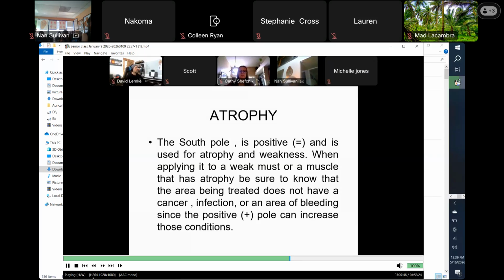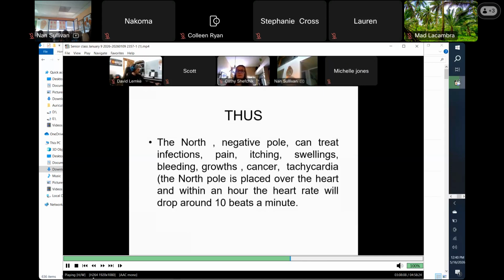On the north side, all those things are treated with the North Pole. Don't just get any kind of magnet. Get a medical magnet, because the medical magnets are marked very carefully as to which is the North Pole and which is the South Pole. The North negative pole can treat infections, pain, itching, swellings, bleeding, growths, cancer, tachycardia. The North Pole is placed over the heart, and within an hour, the heart rate will drop 10 beats a minute.